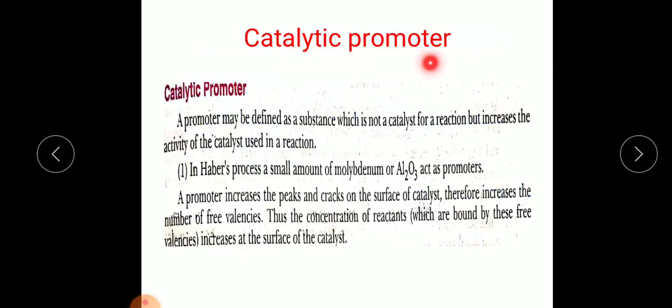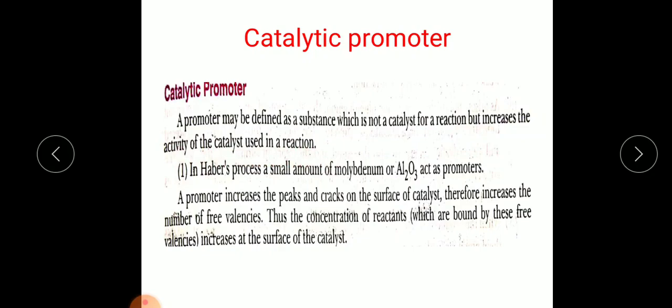Next, what is a catalytic promoter? A catalytic promoter is defined as a substance which is not a catalyst for a reaction but increases the activity of the catalyst used in a reaction. So a catalytic promoter is a substance which is not a catalyst but increases the activity of the catalyst.